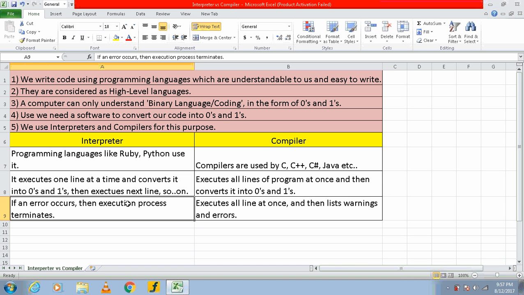What happens if an error is encountered while using an interpreter? The execution process stops immediately, it terminates immediately.